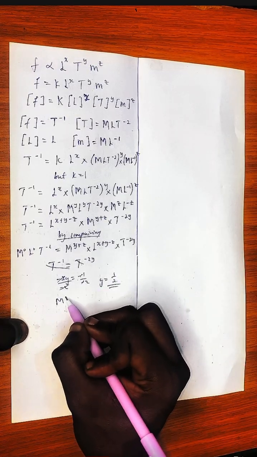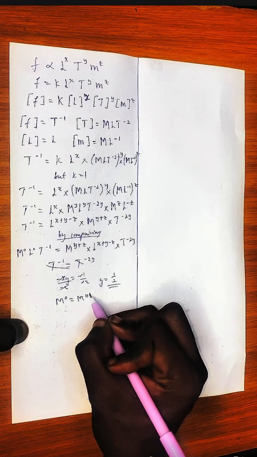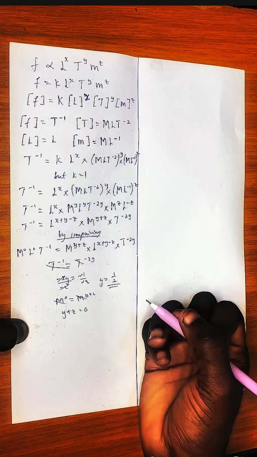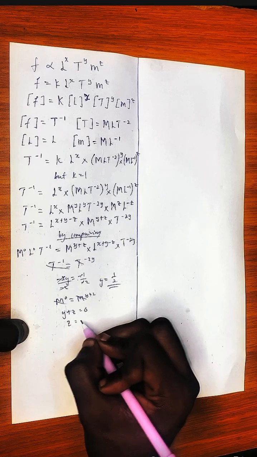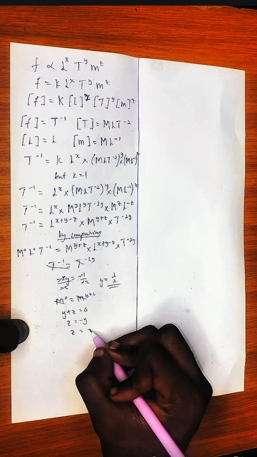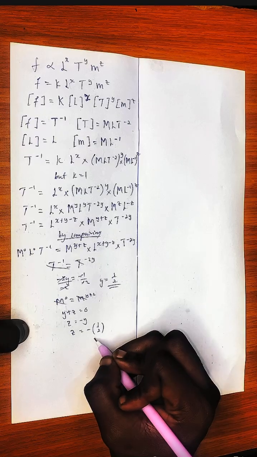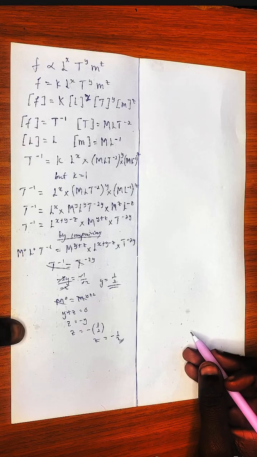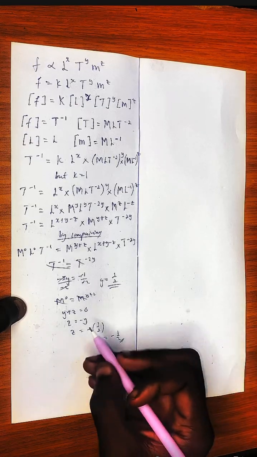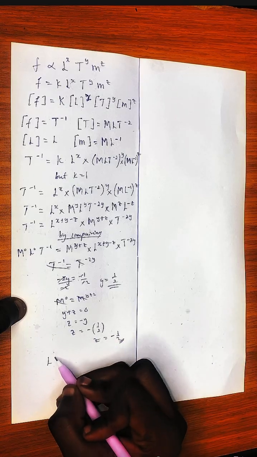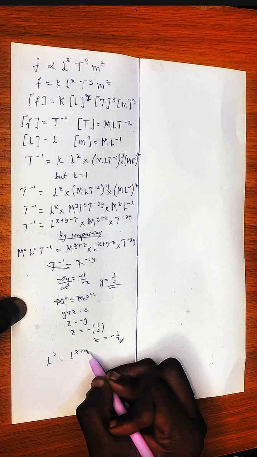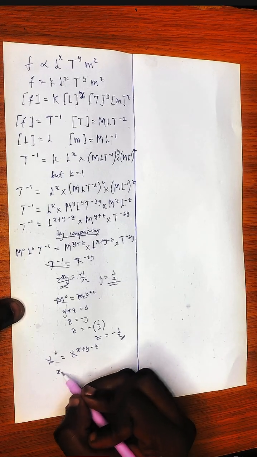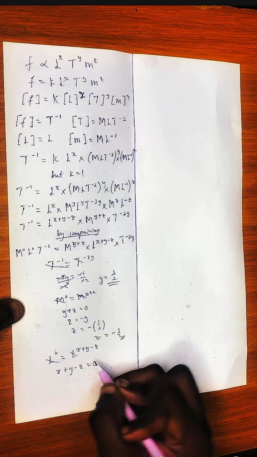I want to compare the M's, so M to the power 0 is M to the power y plus z. That means y plus z is equal to 0, and then z will be equal to -y. So negative of 1/2, it means z is -1/2. So we got z, and we have to compare our L, and so L to the power 0 becomes L to the power x plus y minus z. This and this cancel, so that means x plus y minus z will be equal to 0.